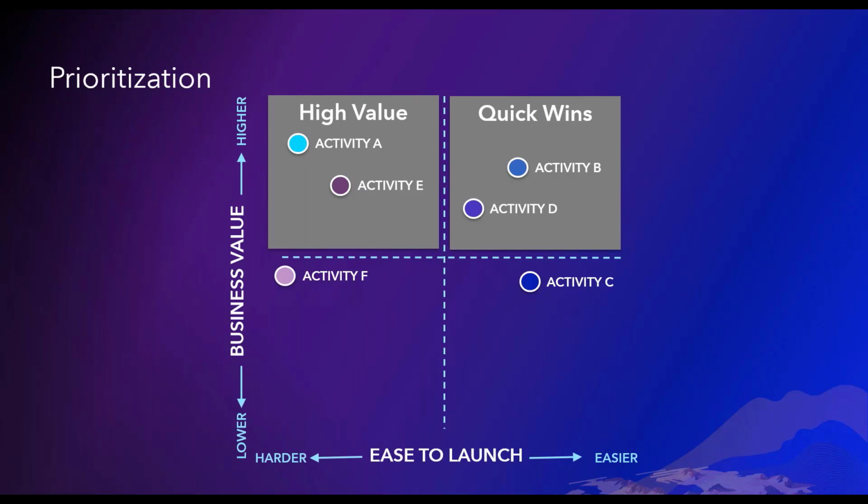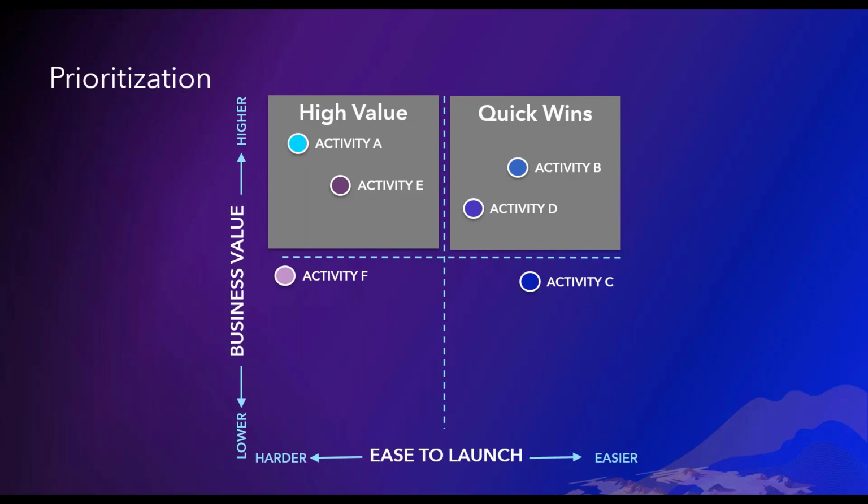That would be activities A and E, and then B and D. You can see that that is where it would have the most impact. So for the two activities there that have the highest value, they're also harder to launch. So those ones you would take into account, okay, how do we make sure that we have everything we need in order to be successful in those activities?